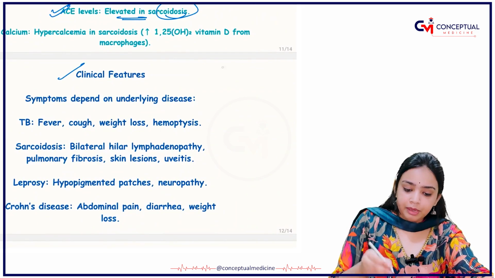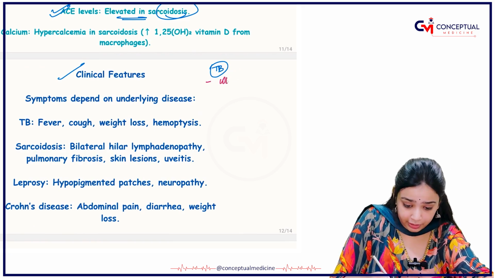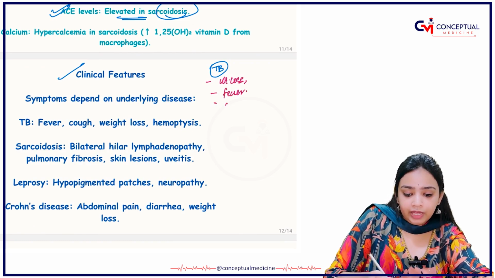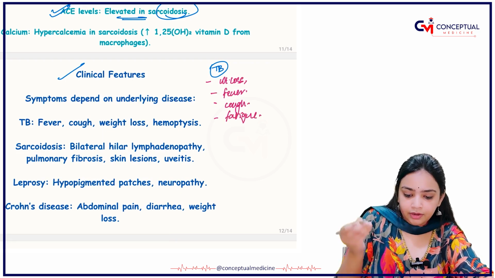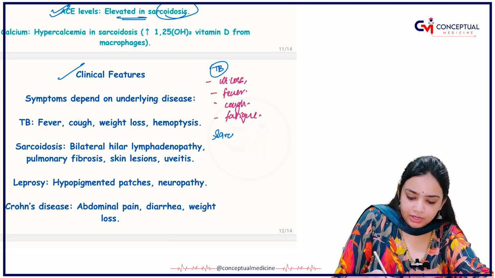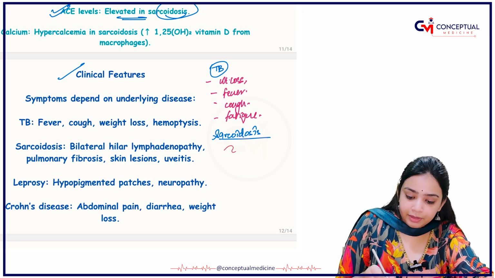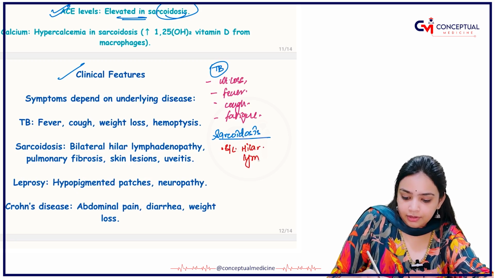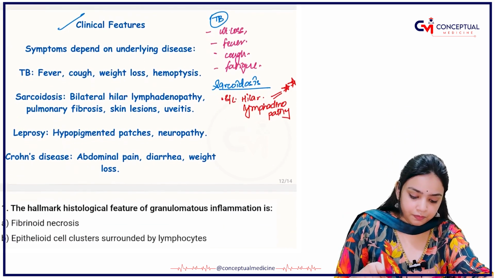What clinical features will you be able to see if the patient is having TB? Tell me, what are the clinical features you will be able to appreciate? There will be weight loss, fever, very classically cough, and fatigue, right? If the person is having sarcoidosis, very characteristic will be bilateral hilar lymphadenopathy. This is very classical of sarcoidosis.